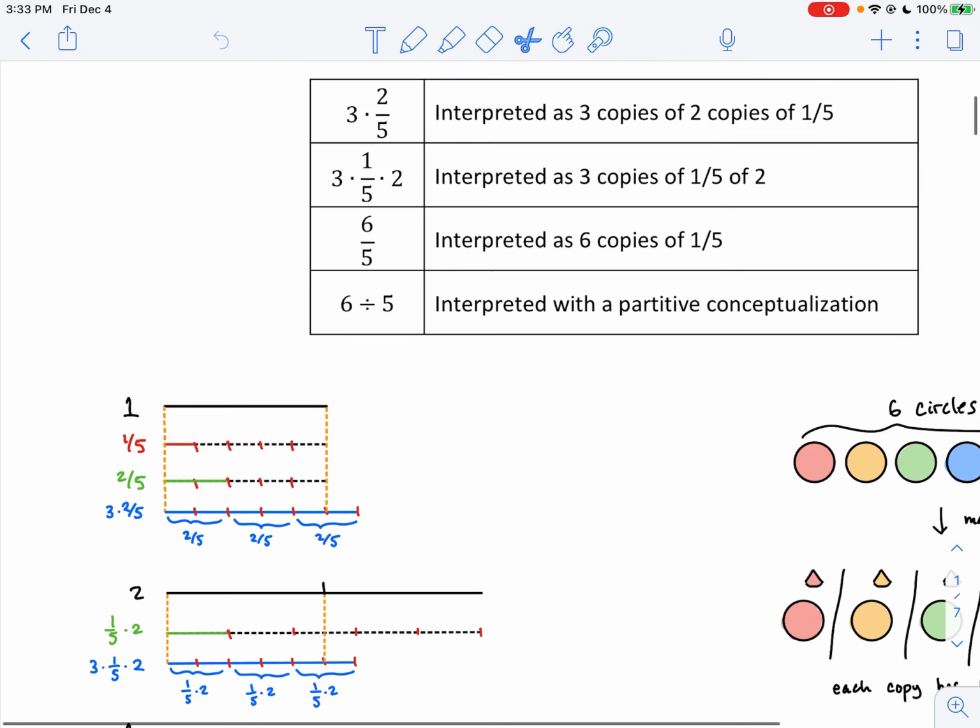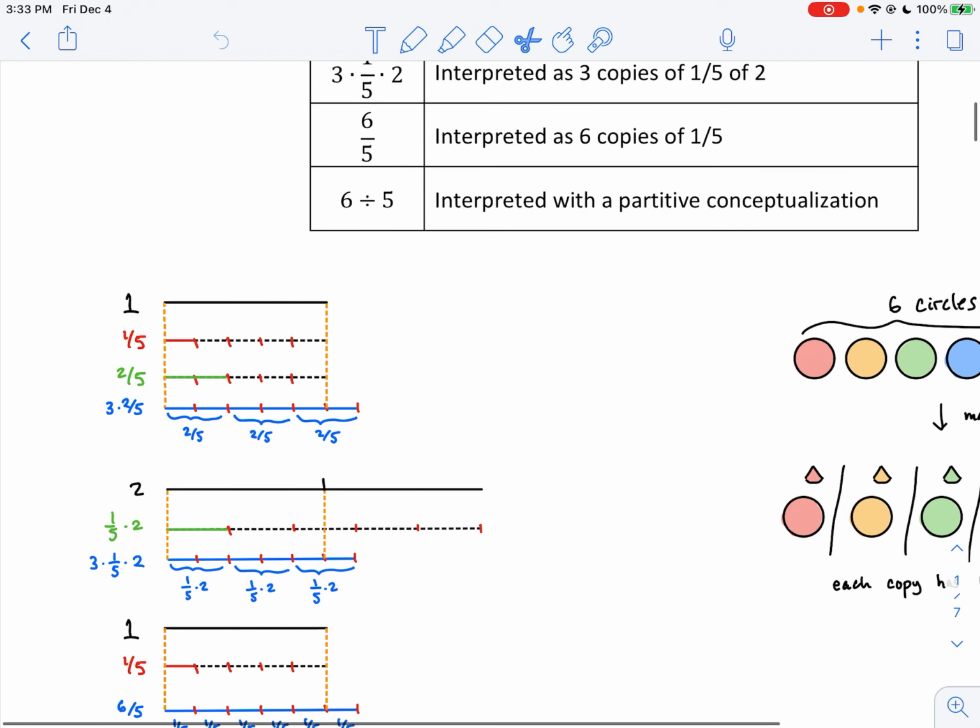The next interpretation is 3 copies of 1/5 of 2. So I begin with 2, and then I do 1/5 of 2, which is what you get when you take 2 and break it into 5 equal parts. 1/5 of 2 can be shown to be the same thing as this length of 2/5 that you see right there. And then I do 3 copies of that, and that also produces the same length of 6/5.